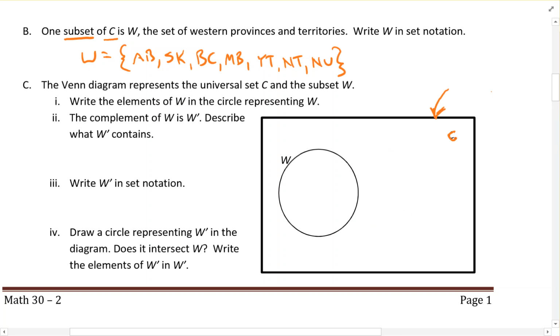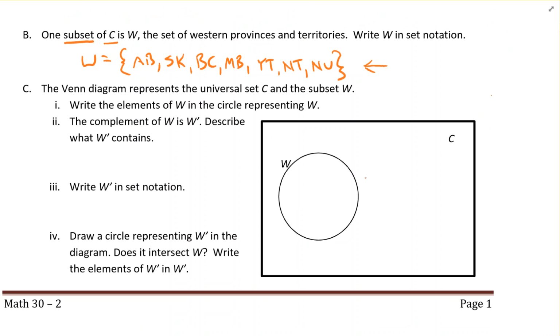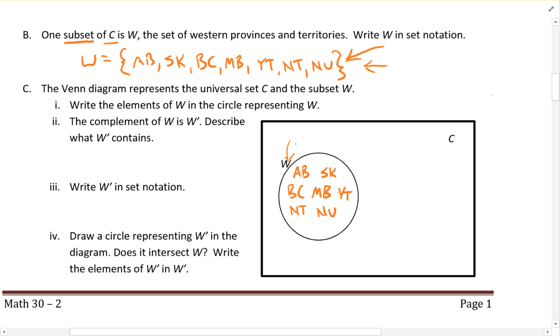We're going to label our universal set as C. You're just going to put a little C up in the corner there, and then a little W by everything that's in this circle here. And don't worry about the shapes. I know this one's a square and that one's a circle. It doesn't really matter. The big thing here is that this circle is inside of this square. That's the main idea. So now it says write the elements of W in the circle representing W. We're going to do the same thing, but instead of writing it in set notation, we're going to write it as a Venn diagram. So inside W here, we're going to write down these things. Okay, so that's it. We're just saying all of those things are inside W in our Western provinces set.